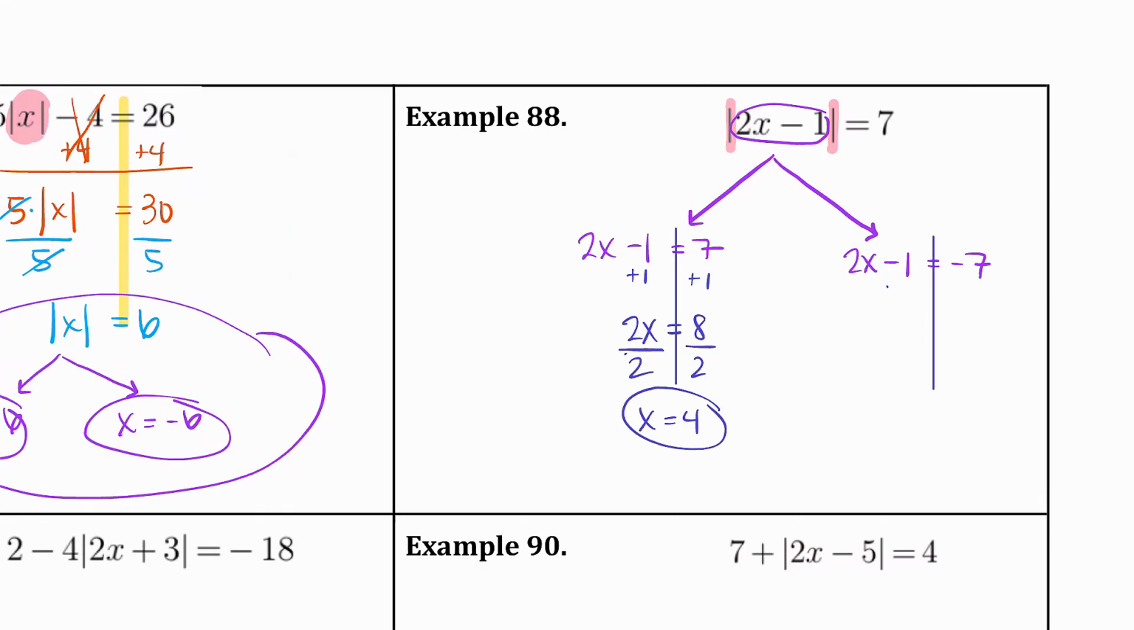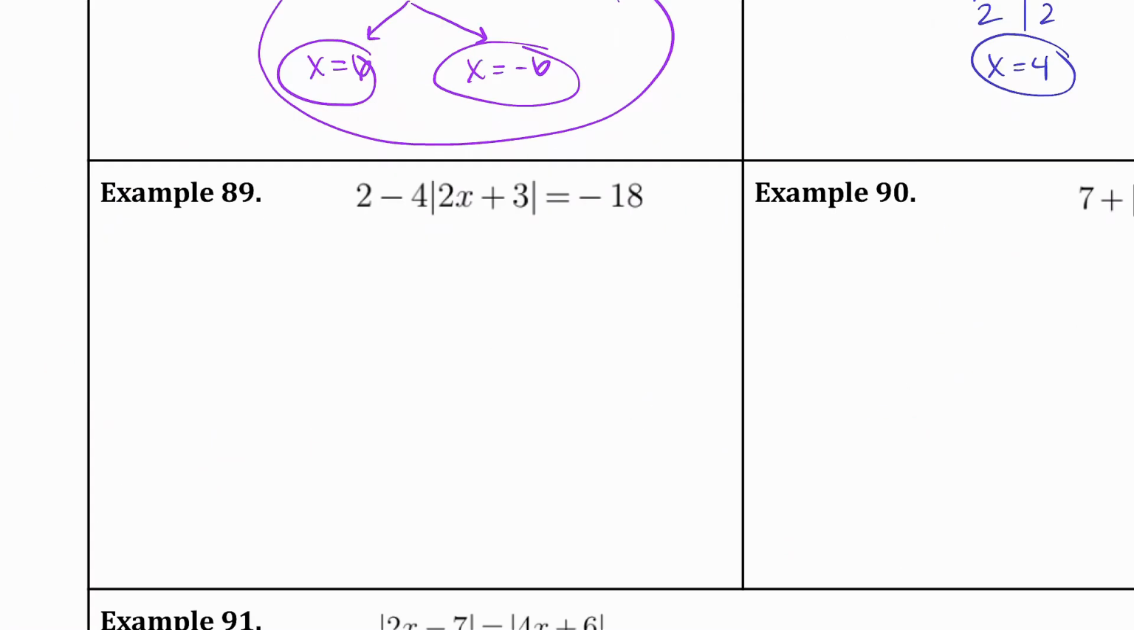If we look at the other one, we're going to do the same process, add 1 to both sides. Here we get 2x equals negative 6. If we divide both sides by 2, x equals negative 3. So our solutions are not always the exact same number, one positive, one negative. And you're going to see that happen when we have something besides just an x inside our absolute value.